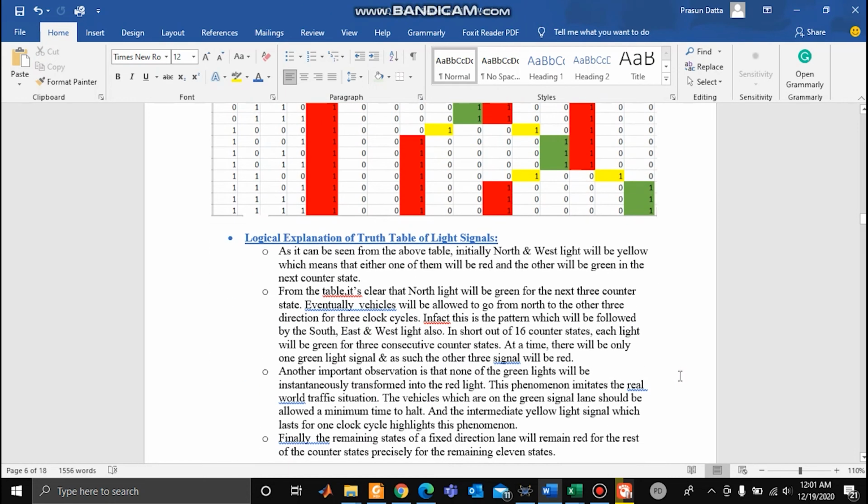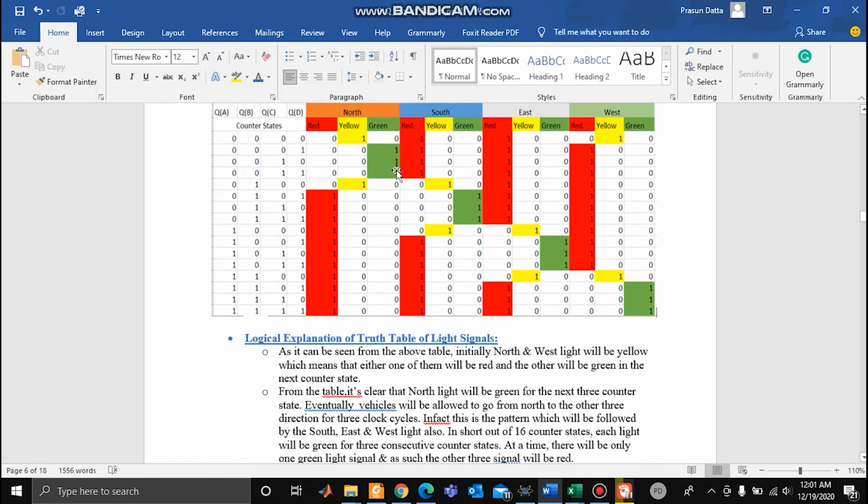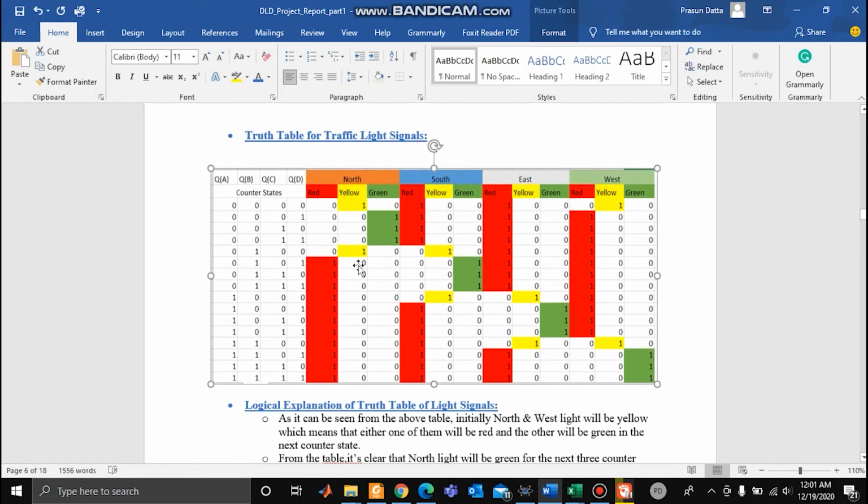There are some interesting facts. From green to red transition, there will be a yellow state. It means that whenever the lane which was on green will not instantaneously go to the red state, there will be given some time to halt the vehicles, which is imitating the real world application.